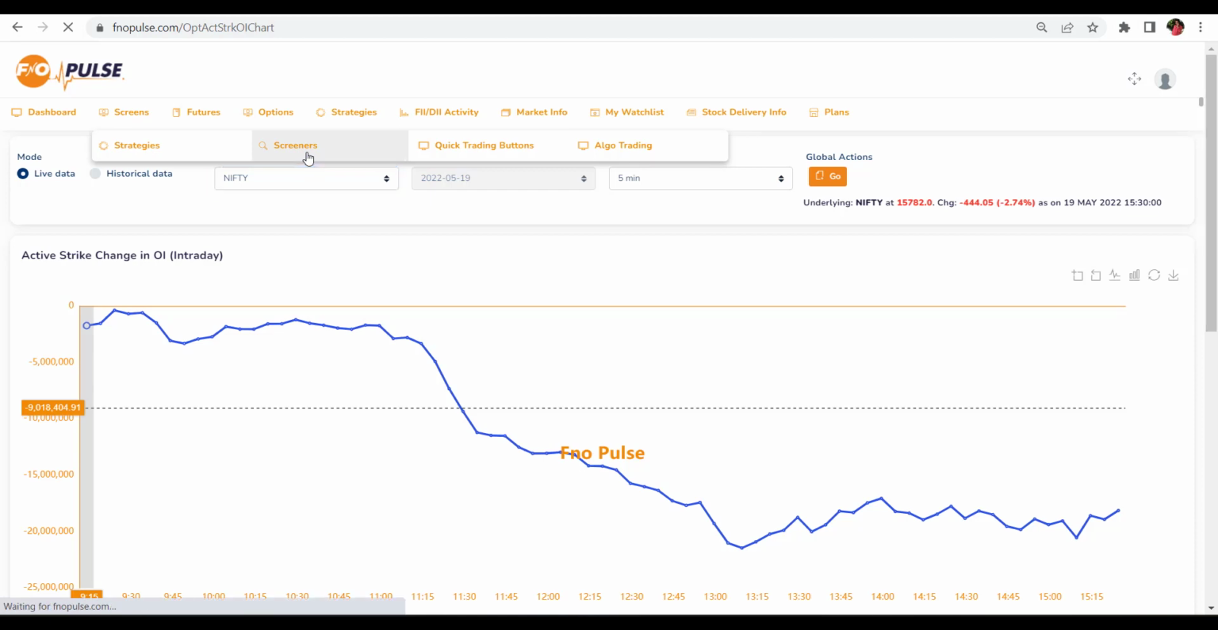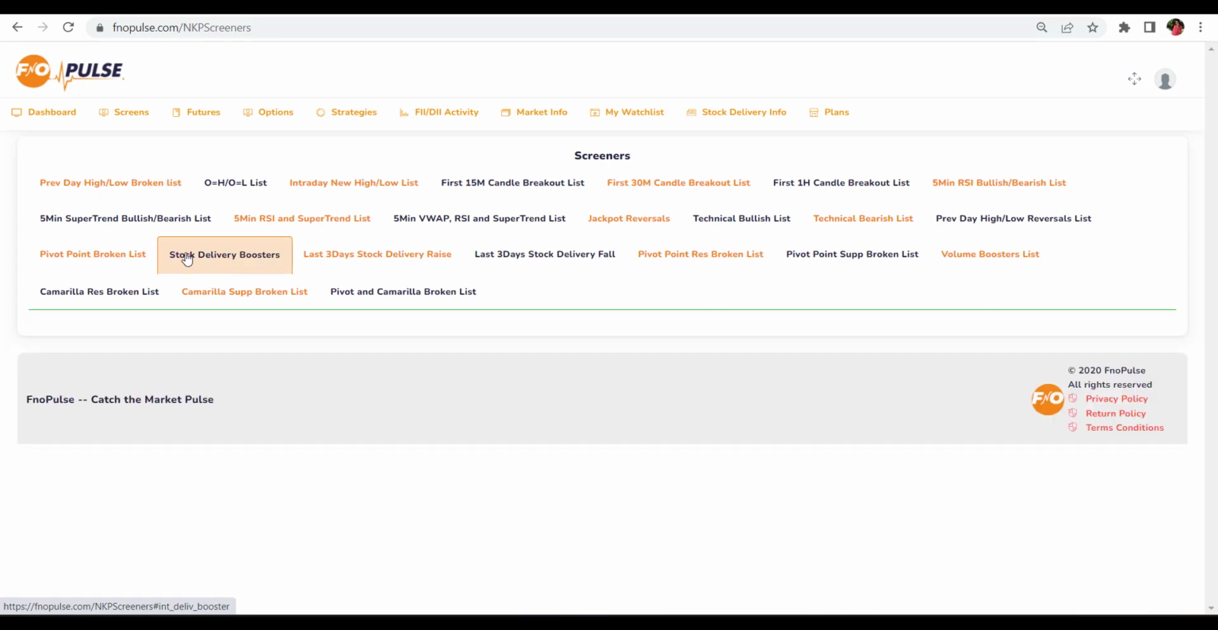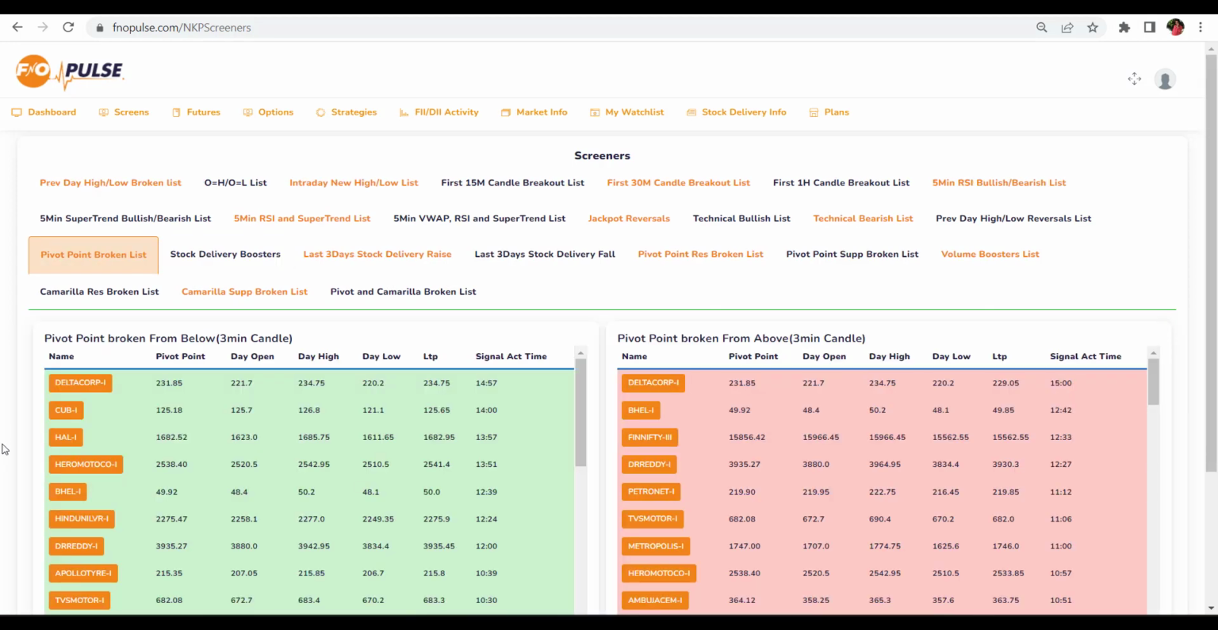In screens, there are screeners. Here there are many lists available, like open, previous day high low, breakout list. Each and every list is for individual traders who are making decisions using VWAP, RSI, pivot points. So according to your strategies, you can select your screens and implement your strategy in trading.